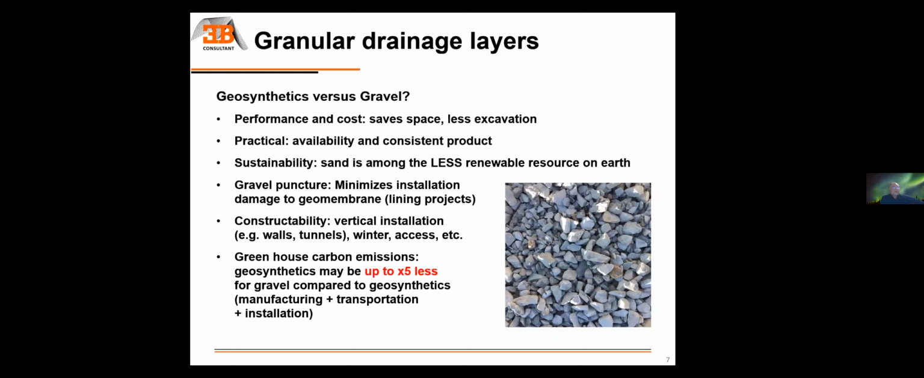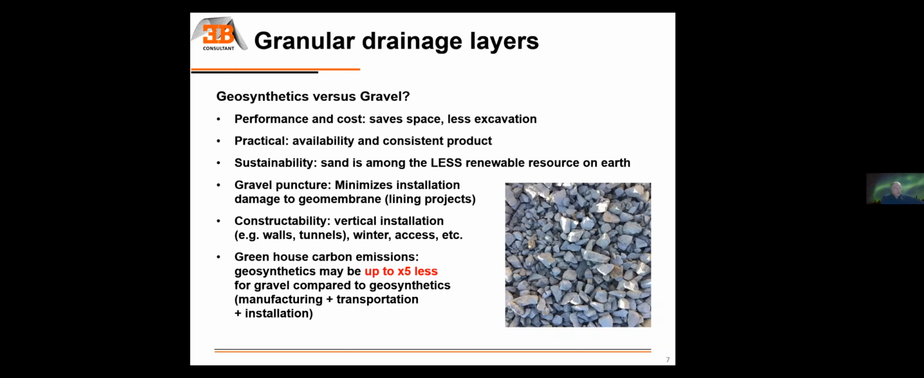Another one which I think is worth mentioning is gravel puncture. When you install a geosynthetic drainage layer, you have a relatively soft material, soft with respect to puncture, a nice material to install against a geomembrane. So when you do lining projects and you have to have a drainage layer, if you have to choose between a gravel which can puncture the liner or a geosynthetic, obviously the geosynthetic is going to be much better with respect to the long-term behavior and puncture resistance, the survivability of the geomembrane.